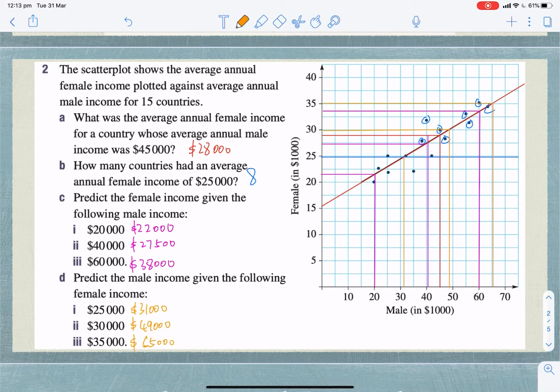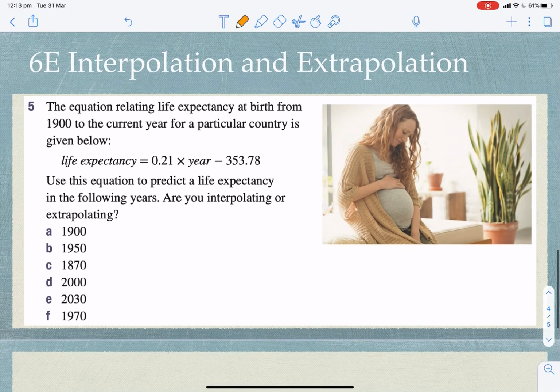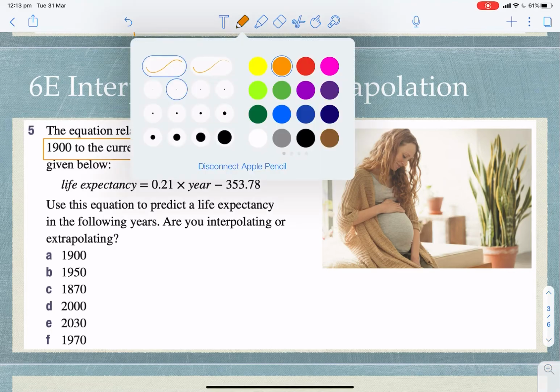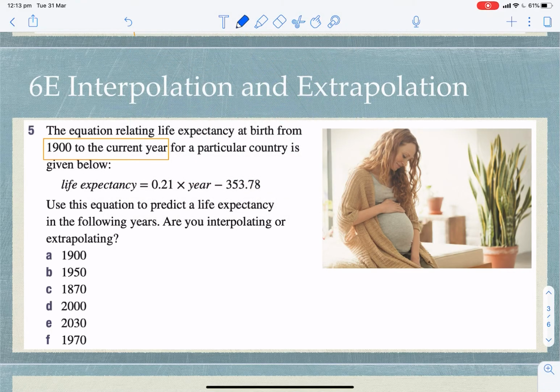Whoops, something is wrong with the iPad, it doesn't move. Okay, cool. Now the next one is life expectancy. So the data is given from 1900 to current years. Inside this range will be interpolation, outside will be extrapolation. So in this one, all you need to do is find the life expectancy, and whether it is interpolation or extrapolation. Anything inside that range is interpolation, outside is extrapolation.